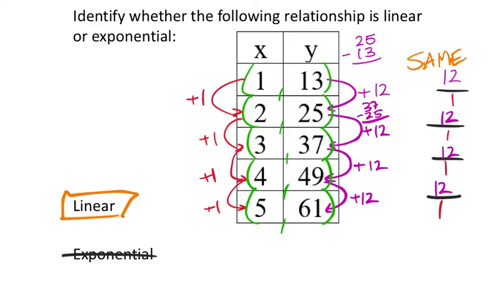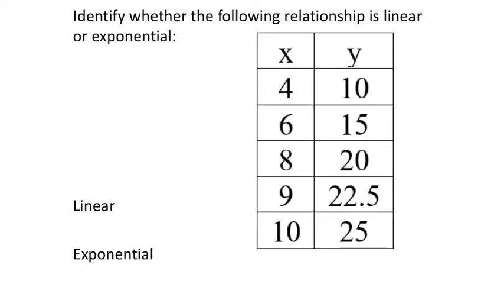But for the most part, we're just comparing the tables. So is this one linear or exponential? Well, we're going to do the same thing that we did on that last one. We're going to create some ratios here and compare them. So I always start with my y's. Again, that's from 10 to 15. I see that goes up 5.